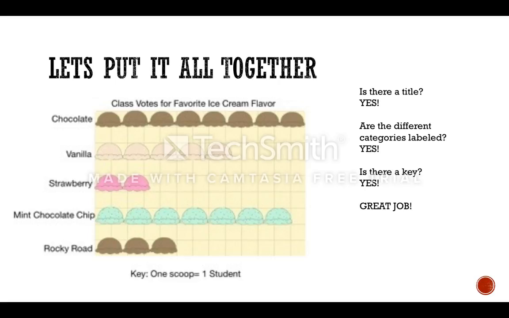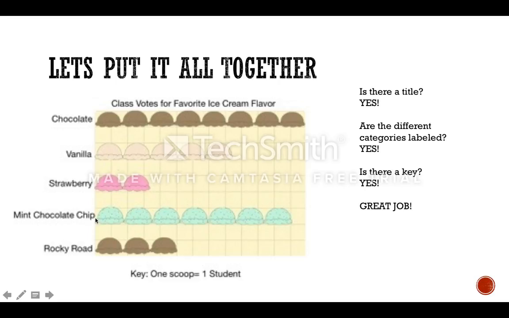So as you can see, there is a title, and the different categories are labeled, which is the flavors of ice cream, and then there is a key as well. And the key here is 1 scoop equals 1 student. So why don't we do a problem right now? Can we count how many students voted for, let's say, chocolate?